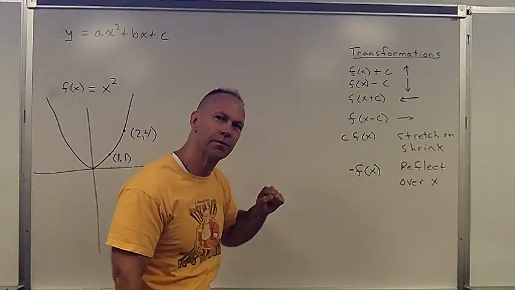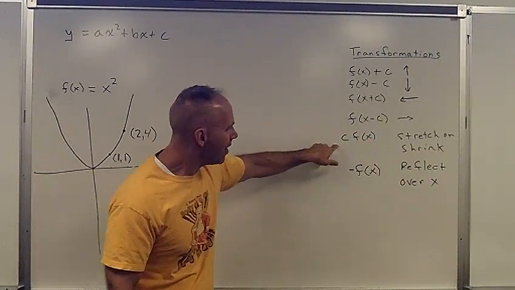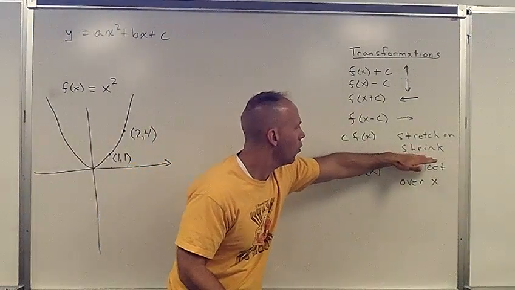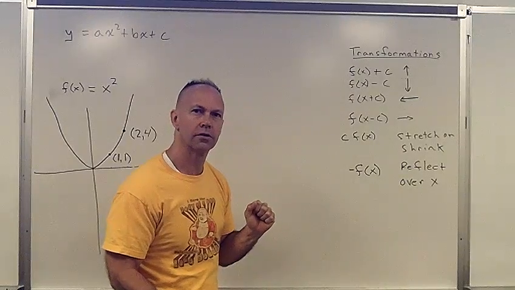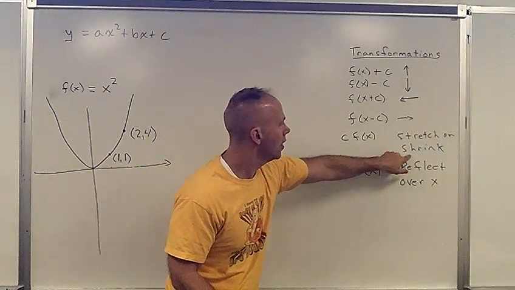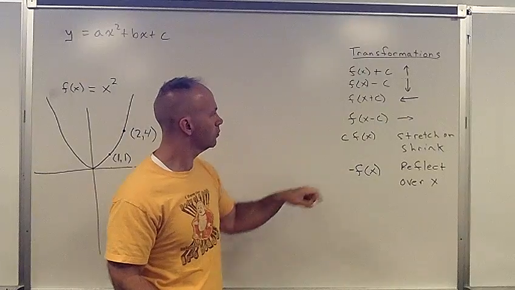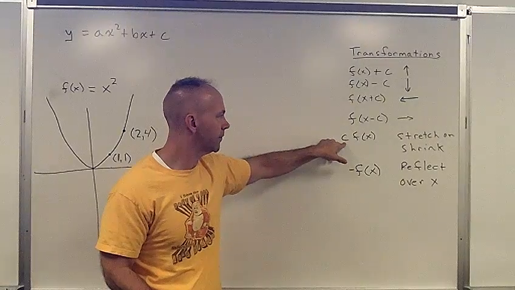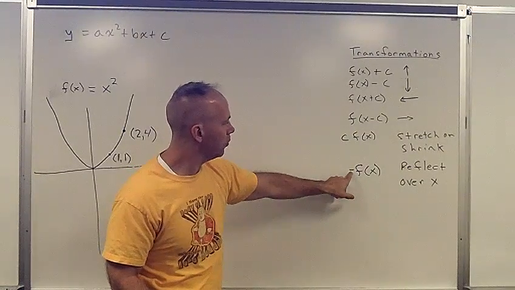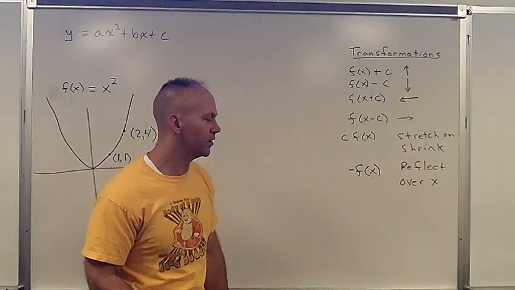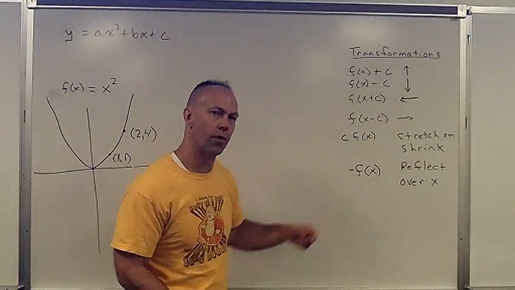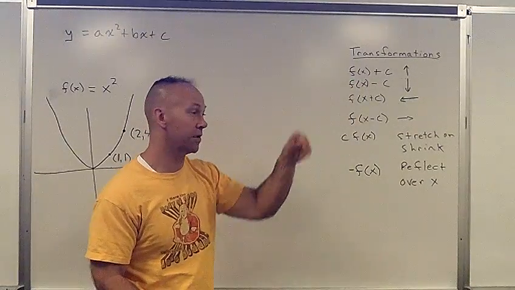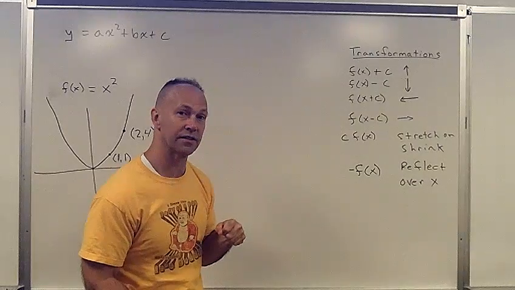When we had a constant multiplied by our function, that magnified or shrunk, it stretched or shrank the function, because what we were doing was multiplying the y coordinates by that constant. Then if we had a negative in front of the function, that was taking the negative of all the y coordinates, so all those y coordinates became negative. It reflected it over the x-axis.